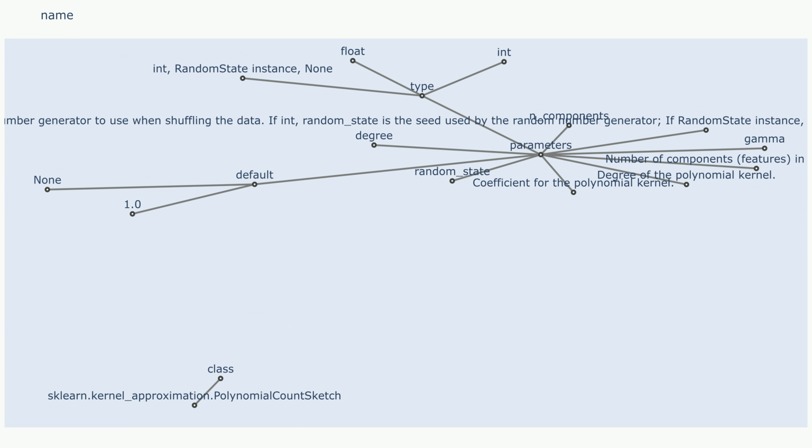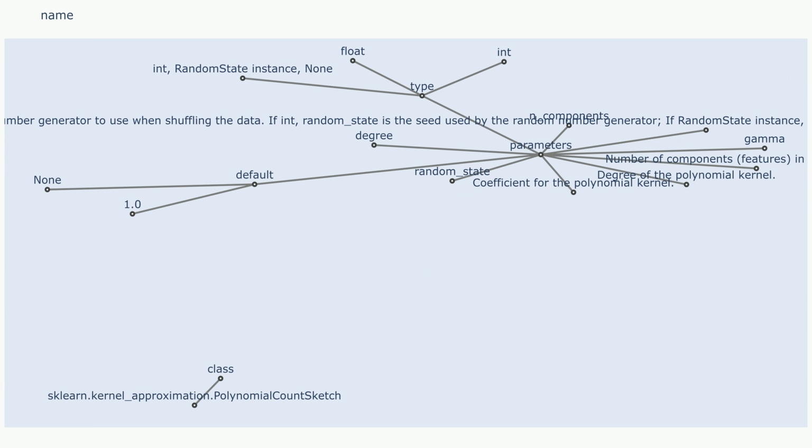Transform the data using the approximation: X_transformed = polynomial_count_sketch.fit_transform(X). Now, X_transformed contains the approximated polynomial features. Use these features for your machine learning model.